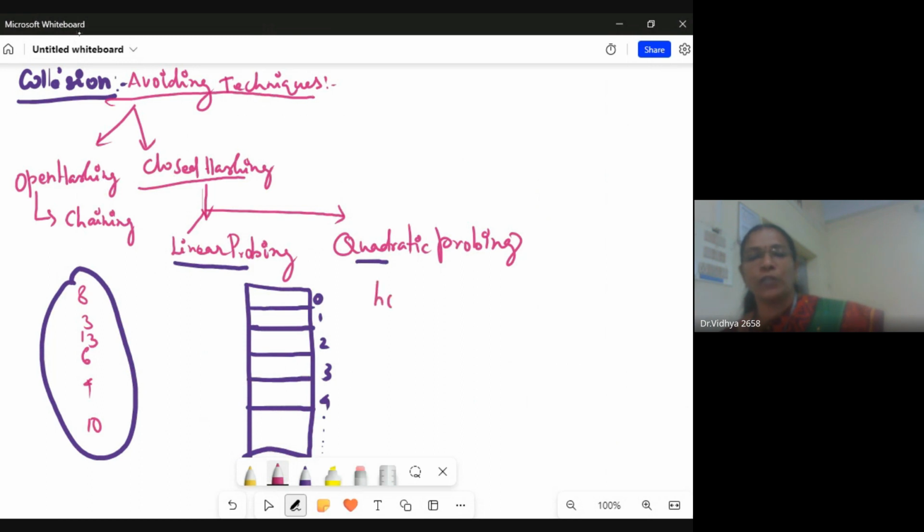We follow the function h of x equal to x modulo division size. In this particular example, we have taken the size as 10, so I am replacing it by x modulo division 10. As usual, we are trying to place the elements. 8 modulo division 10 would be 8, so 8 will be placed at the location where the index is 8. Similarly, 3 will be placed at the location.